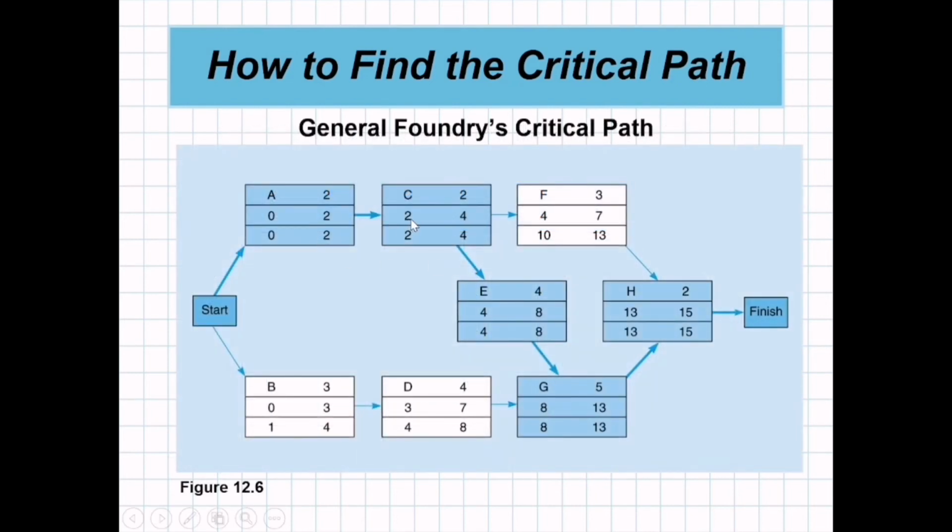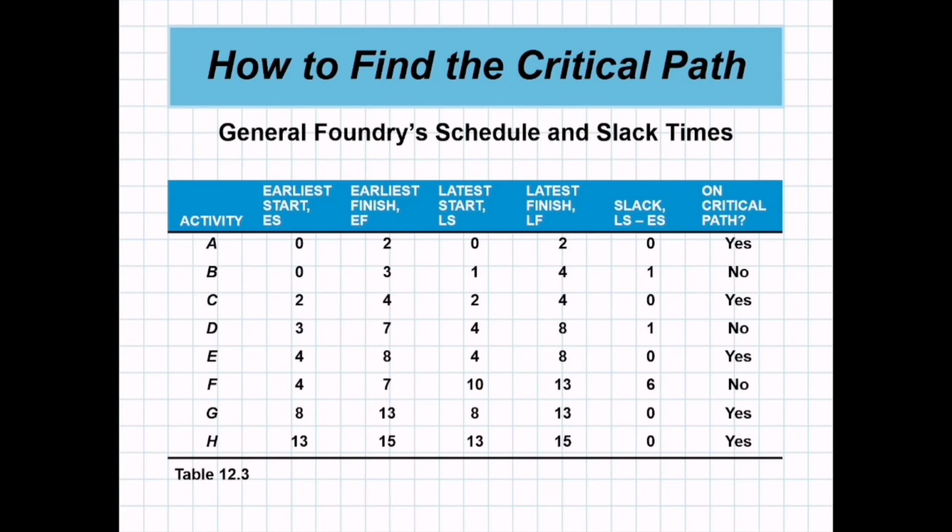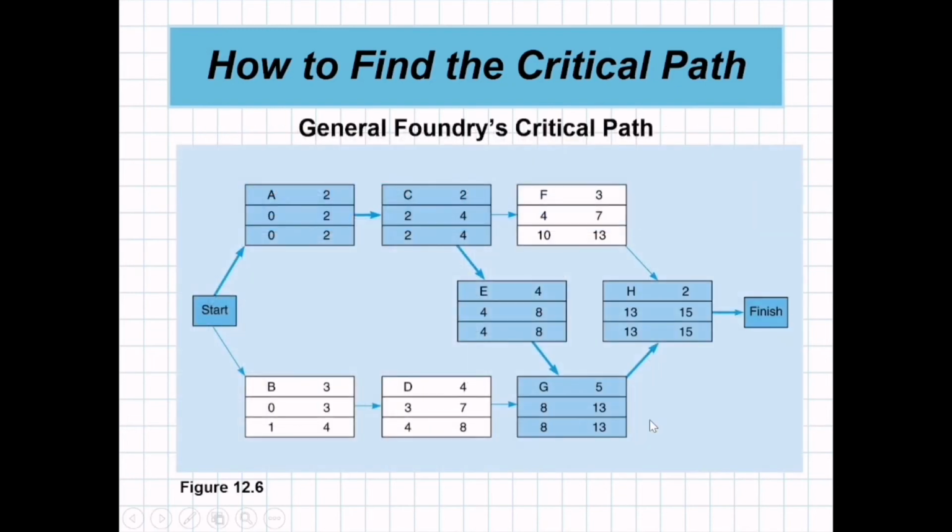So the critical path is the one in blue, and it should be monitored closely. These are activities A, C, E, G, and H. We should take extra care with these activities because we have no slack, no room for mistakes, since the time allotted to these activities is just enough. Zero is the slack for A, C, E, G, and H. So, A, C, E, G, and H.